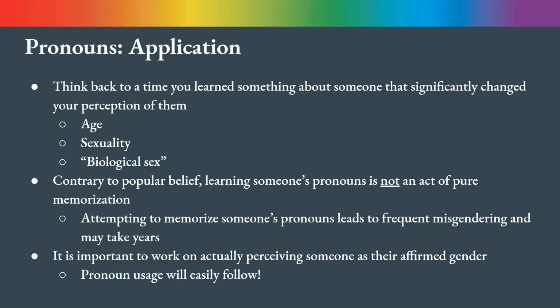Instead, it's important to actually perceive someone as their affirmed gender. So if somebody comes up to you and says they use he, him pronouns, you think about how you would perceive them if you had to take a guess. If you had to assume their pronouns, you would say she, her. But this student is particularly saying, I use he, him pronouns. It's important to perceive them as whatever gender they identify as, because that will help you remember those pronouns.